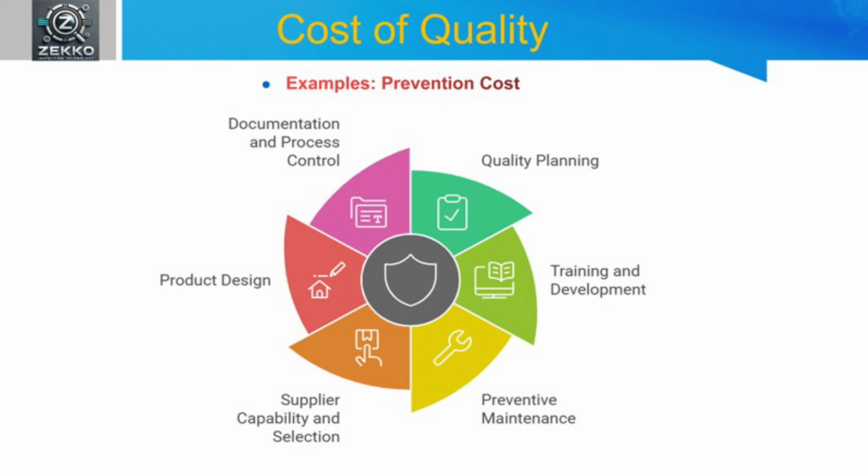Then the fourth parameter we will discuss is supplier capability and selection. Supplier quality assurance: the manufacturer's quality team always visits suppliers. They will check suppliers based on their ability to consistently provide high quality materials. This can involve auditing of suppliers, monitoring performance, and developing long term relations to ensure product quality.